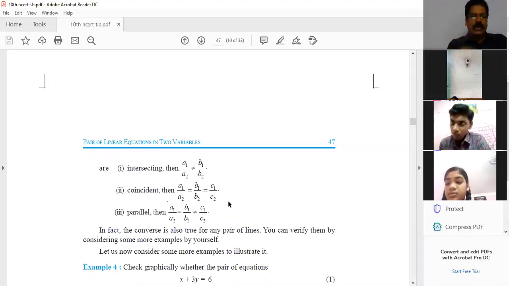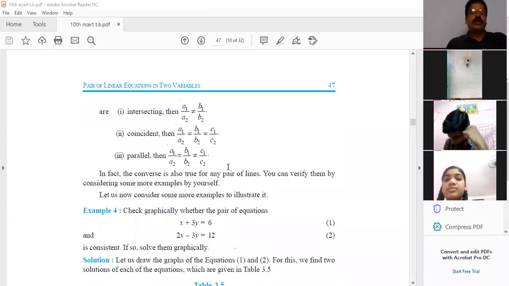The graphical representation is coincident lines. The algebraic interpretation is infinitely many solutions, and they are consistent but dependent. And the third case is if A1 by A2 is equal to B1 by B2 is not equal to C1 by C2, the graphical representation is parallel lines. The algebraic interpretation is they have no solutions.